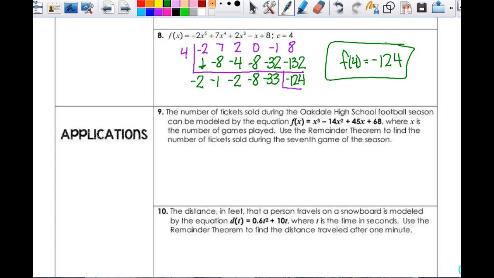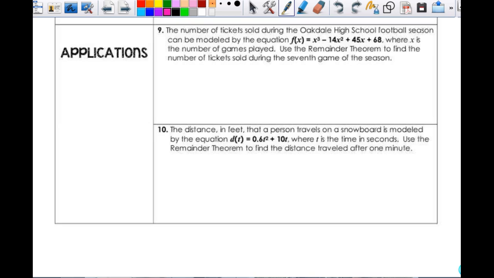All right. We're going to do both of these application problems. So it says the number of tickets sold during the Oakdale High School football season can be modeled by this equation, where x is the number of games played. Use the remainder theorem to find the number of tickets sold during the 7th game of the season. All right, so they give me the equation, right? And it tells me to use the remainder theorem, so I'm going to use synthetic substitution here. So I'm going to have 1, and then negative 14, and then 45, and then 68, right?